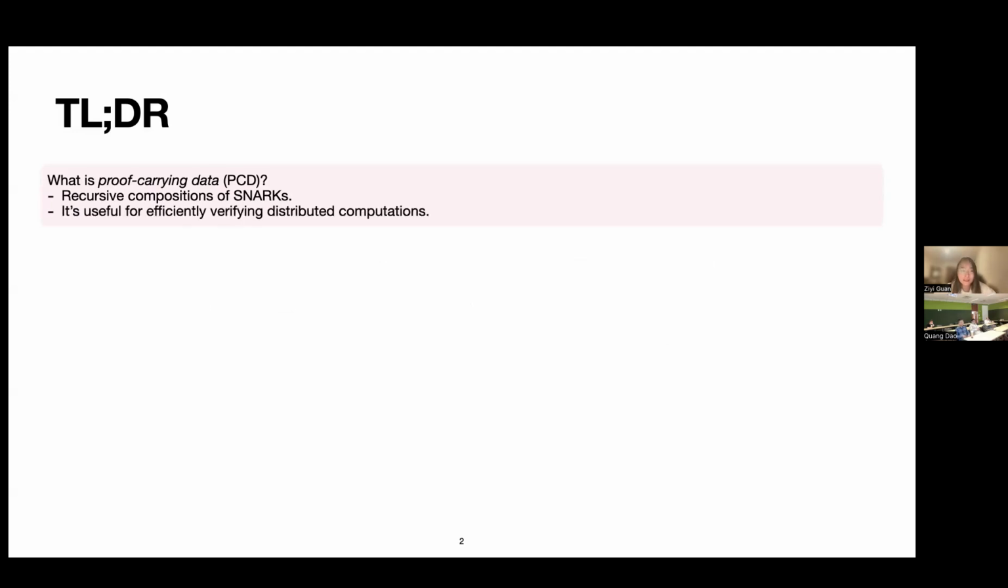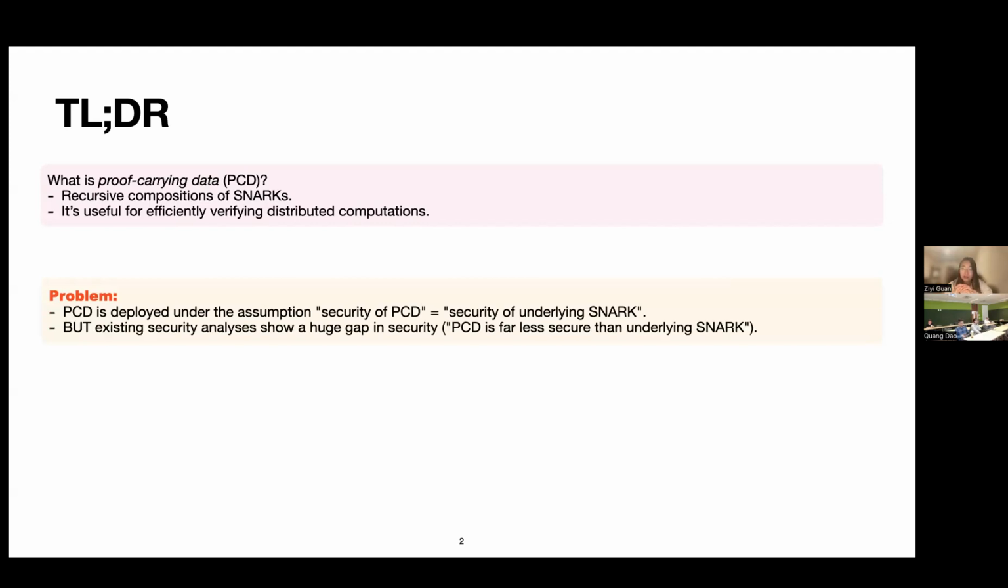And PCD has been very useful for efficiently verifying distributed computations. But there's some issue related to PCD. Basically, in practice, PCD is deployed under the assumption that the security of PCD is equal to the security of the underlying SNARK. The issue is, however, all the existing security analysis show that there is actually a huge gap in the security of these two things. So the PCD is far less secure than the underlying SNARK. So there is no justification of this practice that people have been using in the real world.